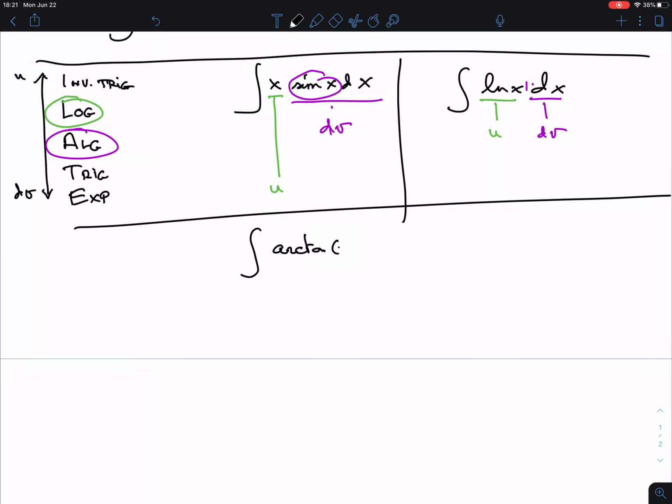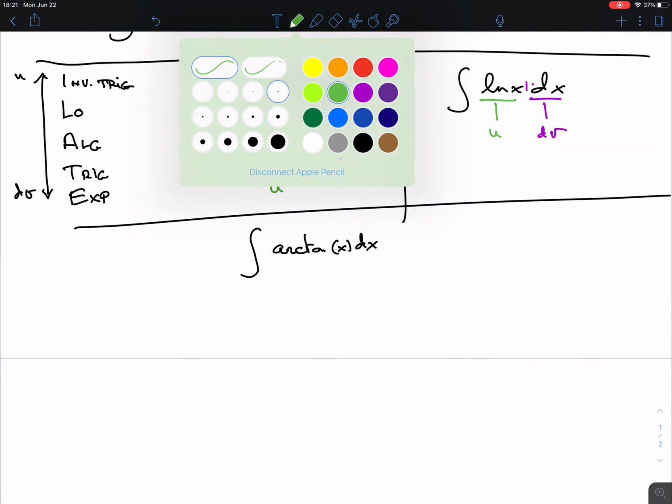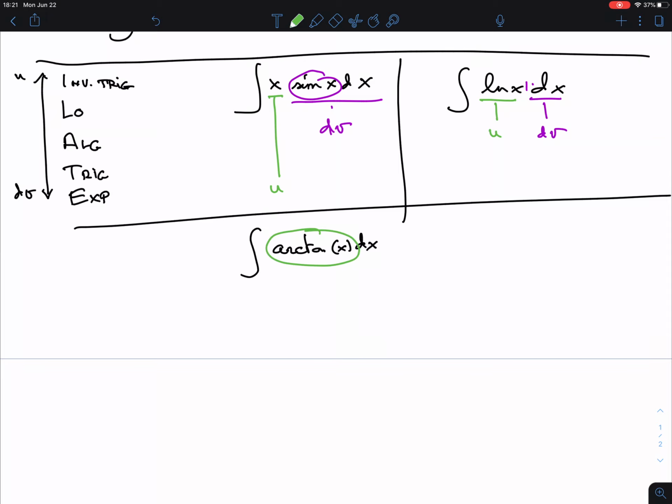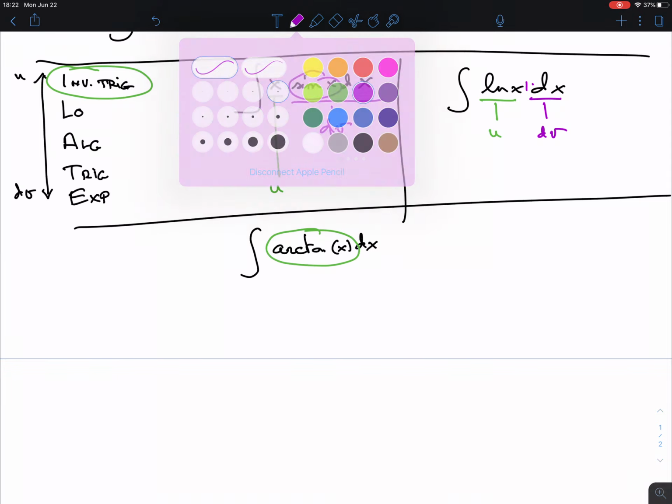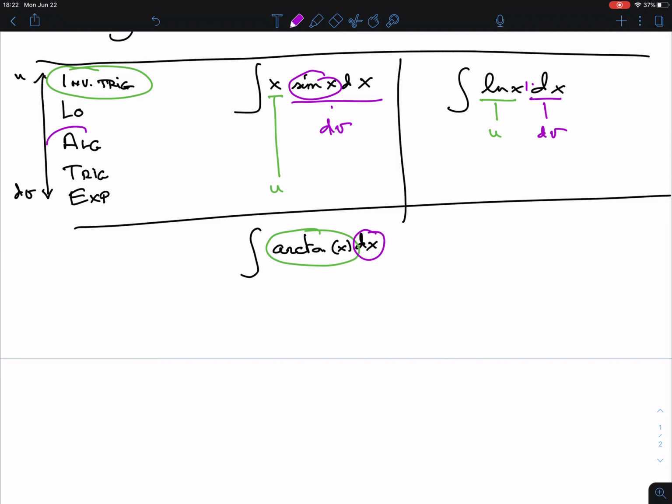Arctangent of x dx. Okay, so what is this? Again, let me get rid of my colors here. Arctangent of x, the green one, that's inverse trig, all the way on top. So definitely that's going to be u. And what is the other part? Well, again, it doesn't seem to be there. That's what we call algebraic. Okay, so this part, if you want, is the algebraic part.